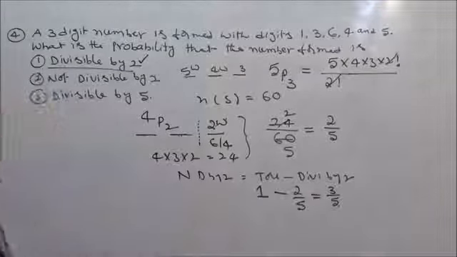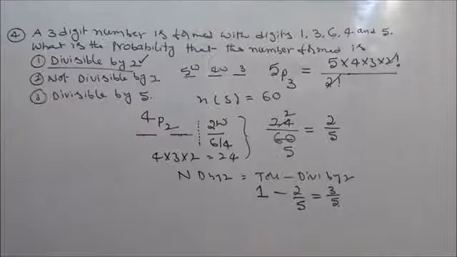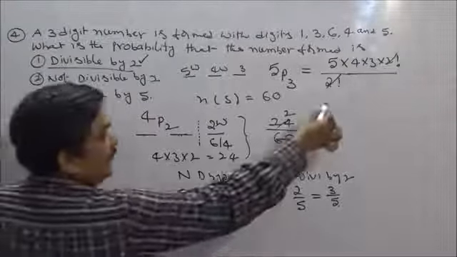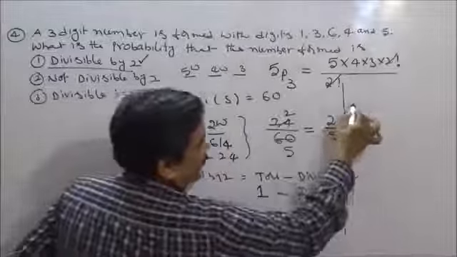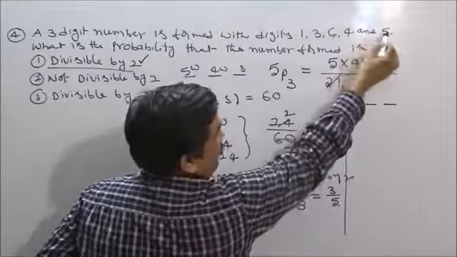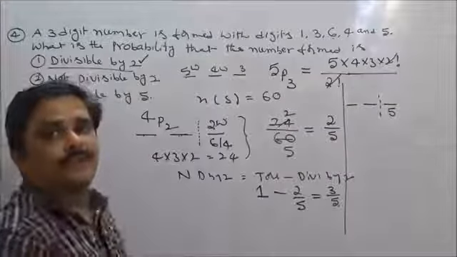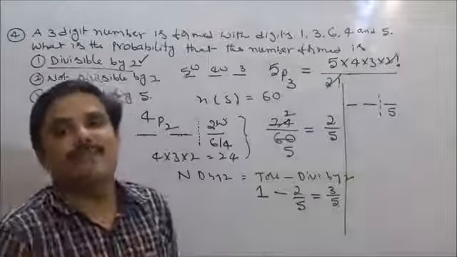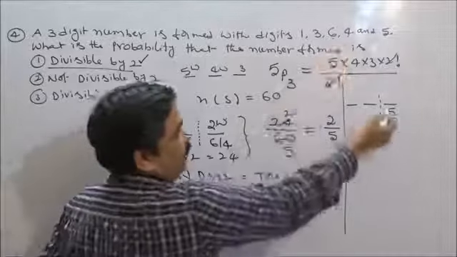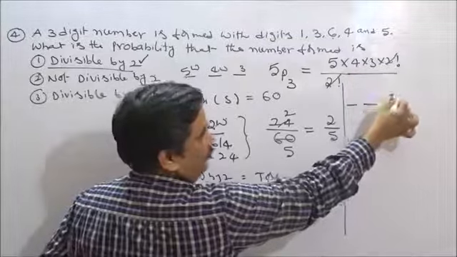Now the next attempt: what is the probability of getting a number divisible by 5? So divisible by 5 means a 3-digit number, I'm writing here 1, 2, 3. From these digits, divisible by 5 should end with 5. Our units place should be 5. So digit 5 is only one, so I'm taking this in one way.